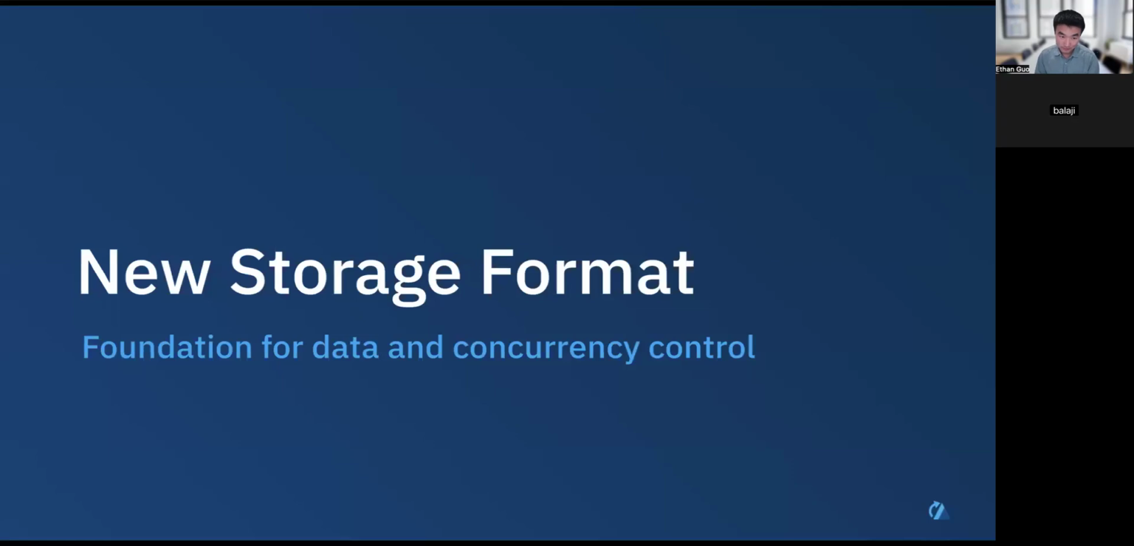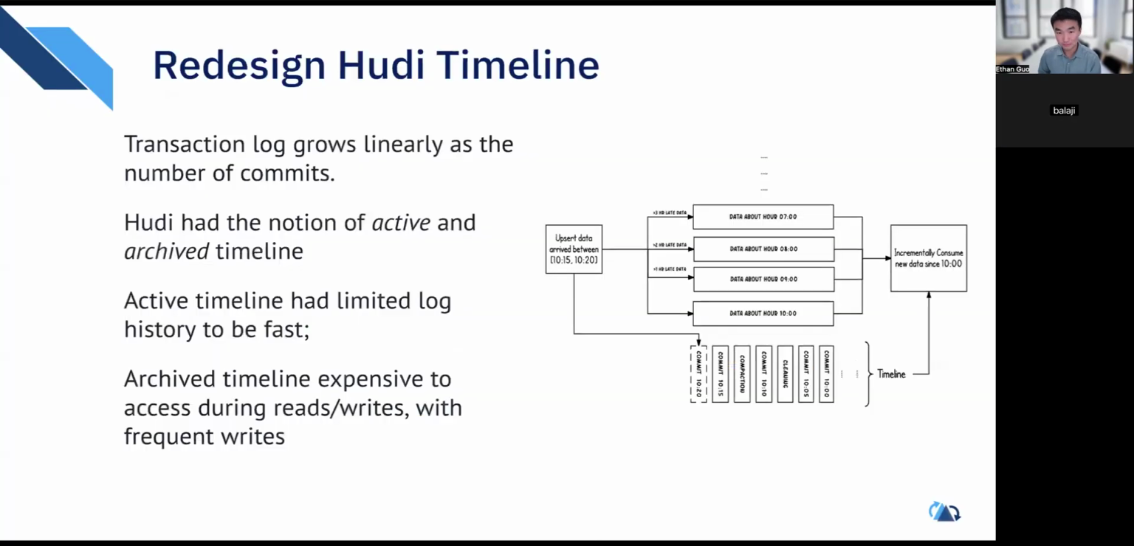So let's dive deep into the new storage format in Hudi 1.0, which is the foundation for data and concurrency control. Let's first talk about redesigning the Hudi timeline. The Hudi timeline is the core component of a Hudi table. It is an immutable event log of all transactions that have been done on the table.